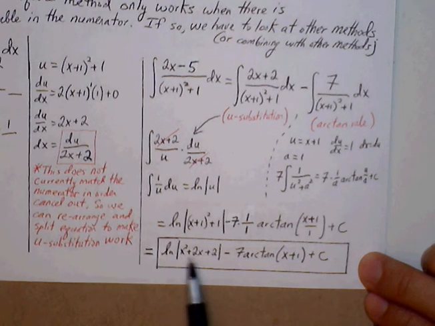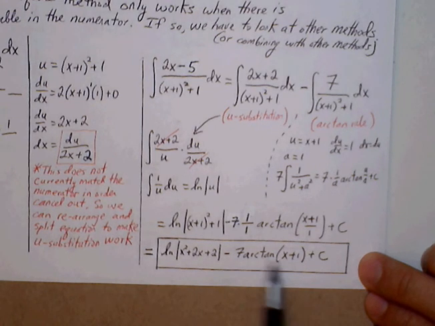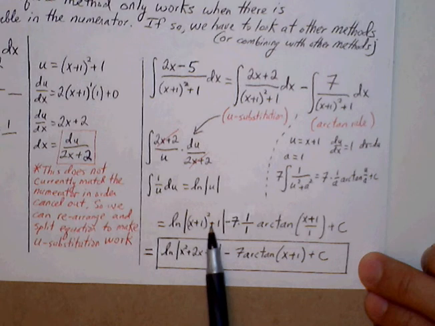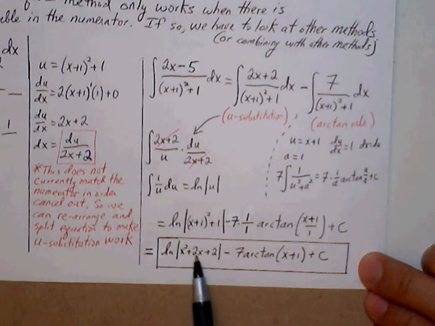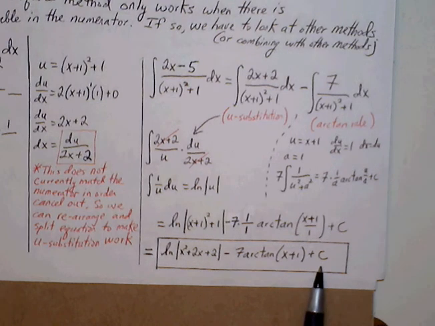And we can simply combine and simplify. The x plus 1 quantity squared plus 1 reduces to be x squared plus 2x plus 2. And this is an indefinite integral, so we need the plus c there as well.